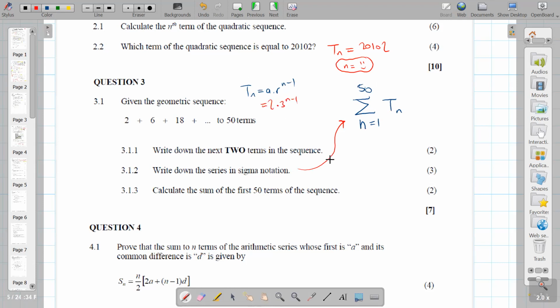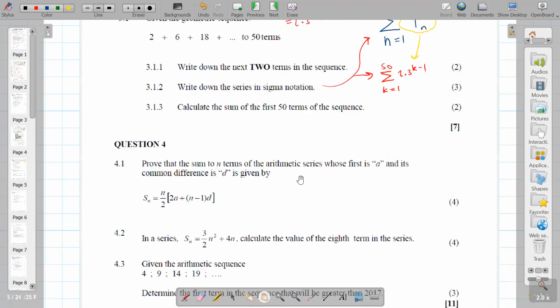So that's it. Basically, we can just write the answers straight. So it can be n or k, whichever you like. If I write k, I have to say 2 times 3 to the power of k minus 1. If I say n, I have to use n. If I use k, I have to use k. That's fine. So what we wrote here is the Tn. So in front of sigma is the general term. And that is 50 terms, yes. The sum of 50 terms, we can just use the formula, not a problem.